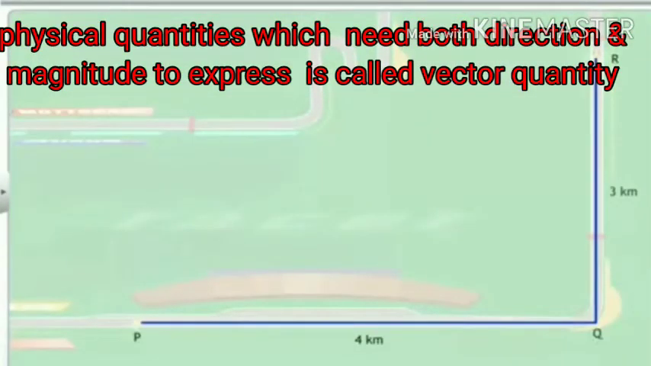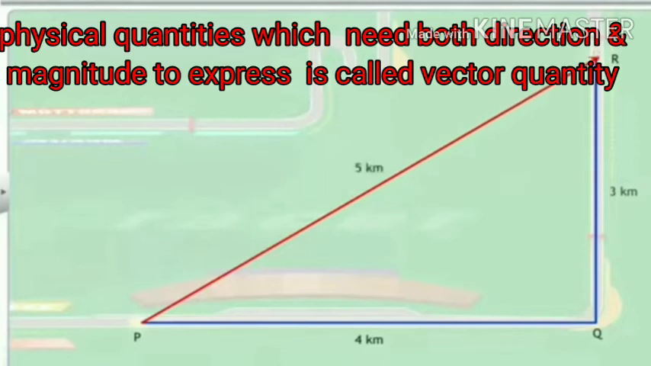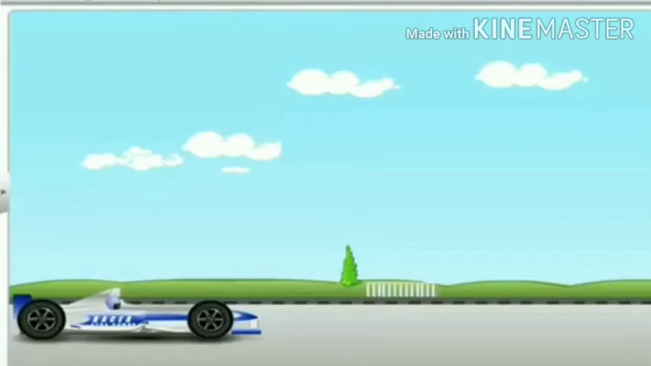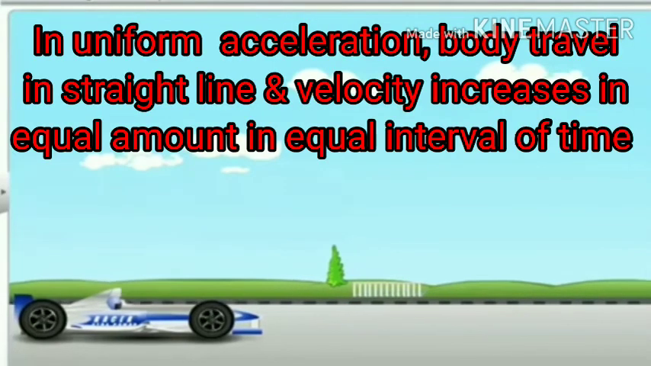Now here you see, a person is starting from point P to Q, Q to R, and if he goes from P directly to R, then it is the shortest distance, equal to only 5 km. But the actual distance covered by that person is 4 plus 3, that is 7, and from P to R directly, that is 5 km. Now another example you can see in the picture.